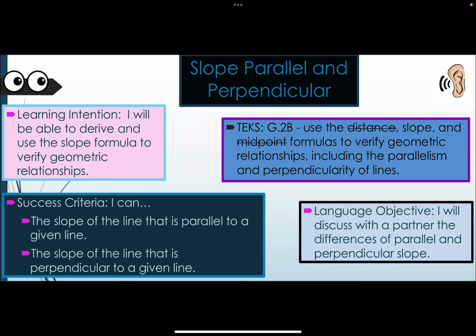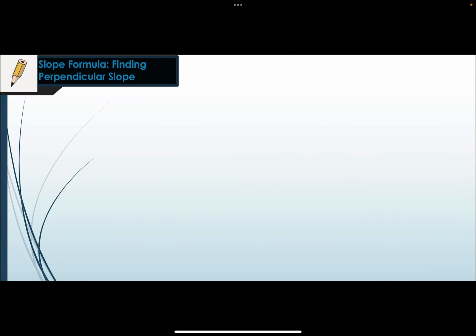All right, today we're continuing looking at slope of parallel and perpendicular lines. Specifically, we're going to be looking at perpendicular slope. We talked about parallel slope being the same as the original slope. So the parallel lines have the exact same slope.